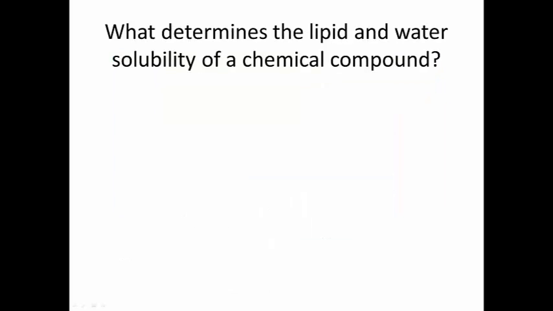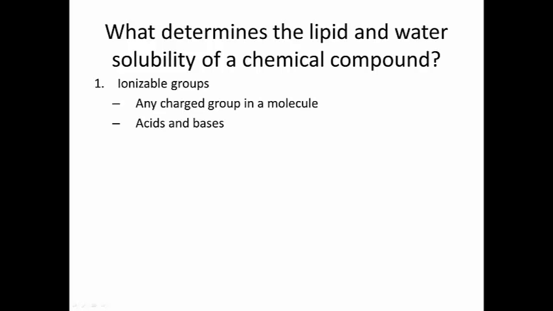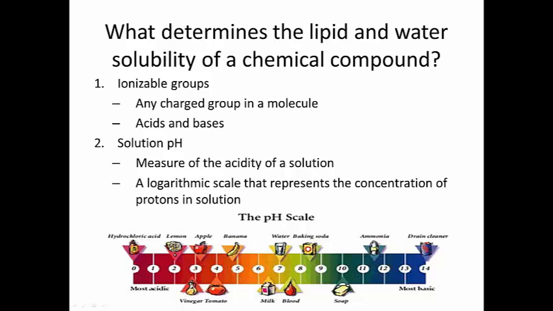So now we are going to discuss the 2 main factors that determine the lipid and water solubility of a chemical compound. The first is ionizable groups. This refers to any functional group in a molecule that is capable of being charged. All acids and bases have the ability to exist in a charged or uncharged state. Their ionization state depends on their pKa and the pH of the solution they are in. pH is a measure of the acidity of a solution. It is a logarithmic scale that represents the concentration of protons in a solution.